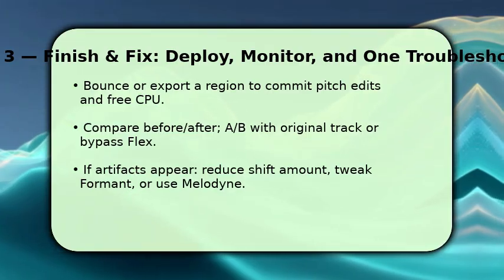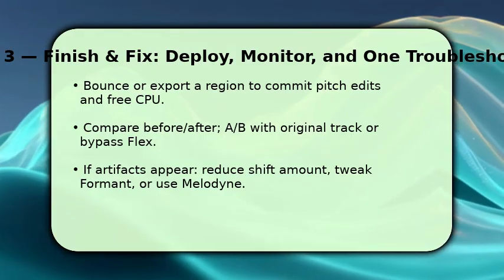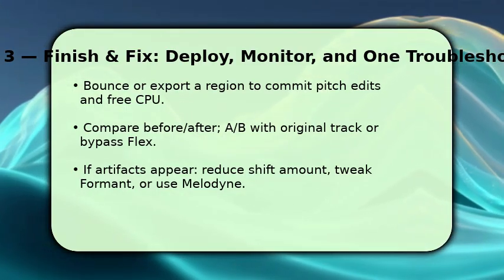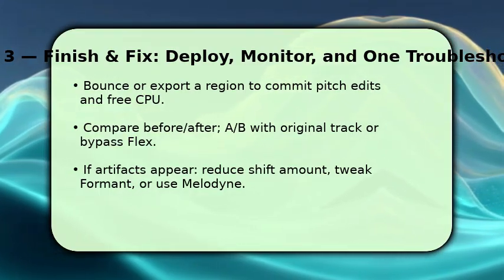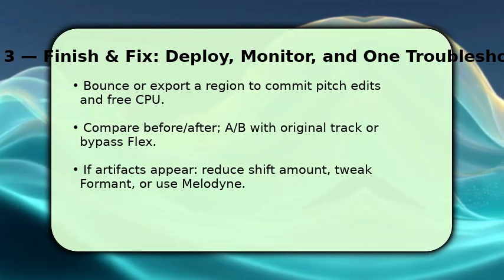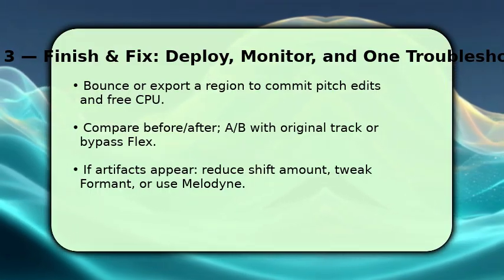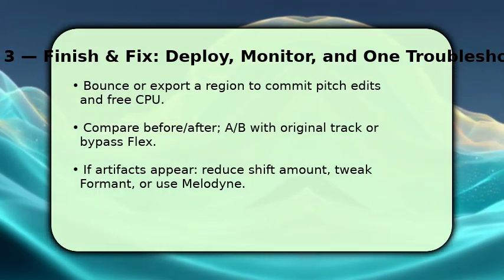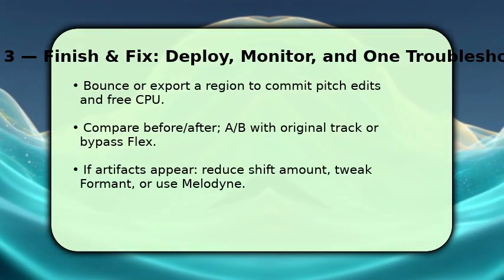Compare A/B with the original region or bypass Flex to ensure the pitch changes sit well in the mix. If you hear digital artifacts, glitches, robotic tone, or unnatural vowels, reduce the size of pitch shifts, adjust formant settings to restore timbre, or consider transferring to Melodyne for complex corrections. Once satisfied, tidy up automation and save a version backup so you can iterate safely.